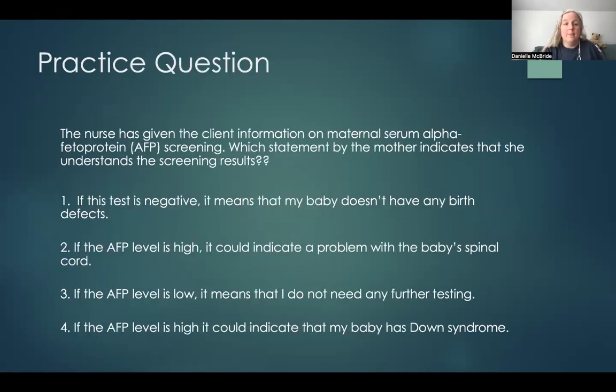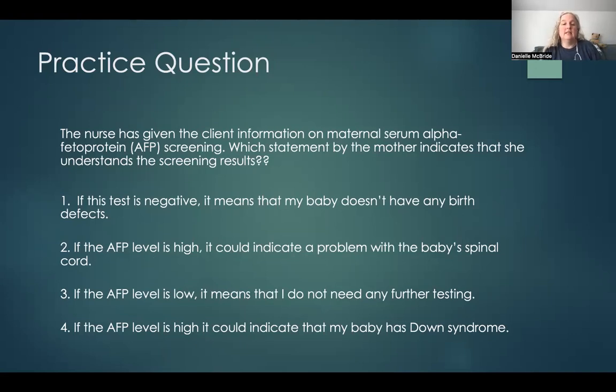The nurse is giving the client information on maternal serum alpha fetoprotein screening. Which statement by the mother indicates that she understands the screening results? One: if the test is negative, it means the baby doesn't have any birth defects. Two: if the alpha fetoprotein is high, it could indicate a problem with the spinal cord. Three: if the alpha fetoprotein is low, it means I do not need any further testing. Four: if the fetal protein is high, it could indicate Down syndrome.